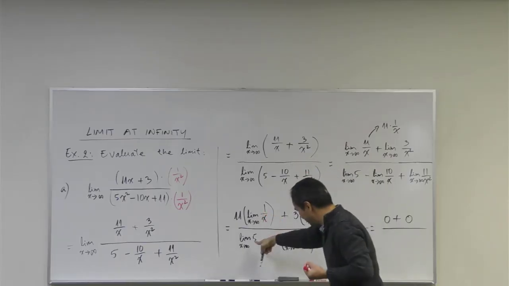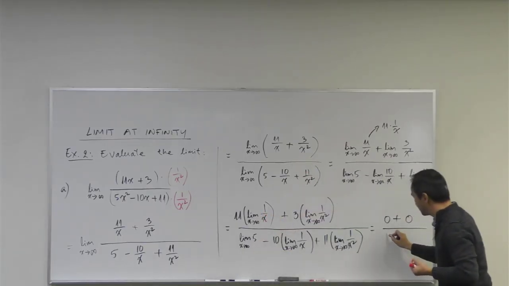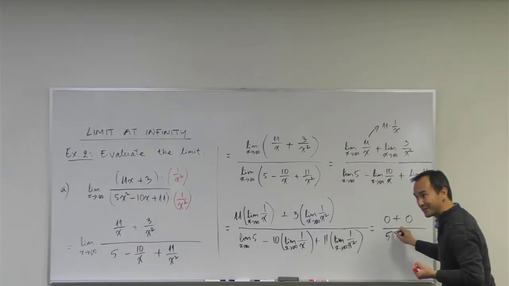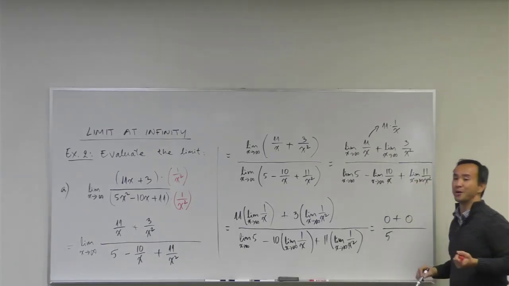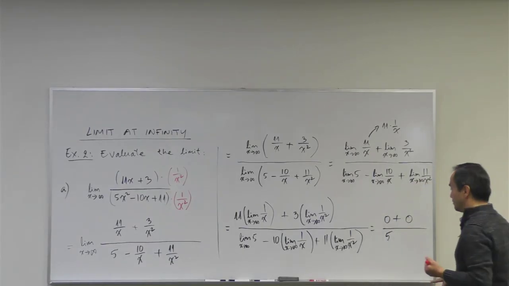So needless to say, that term gives me the limit being 5. It's the same exact limit laws again, still holding. Okay? And then what's that giving me?